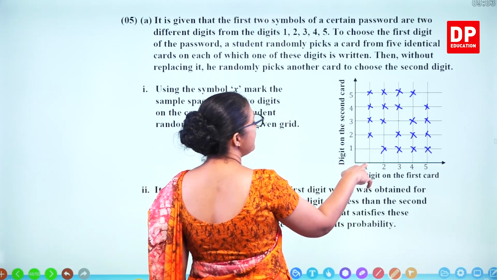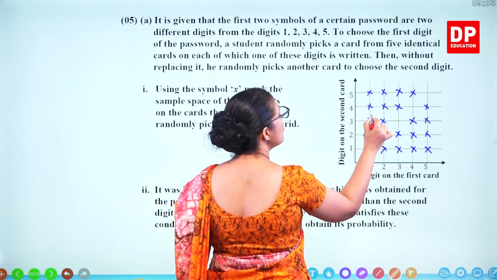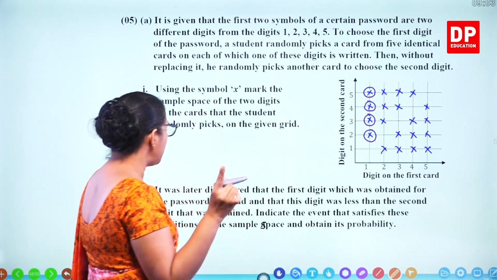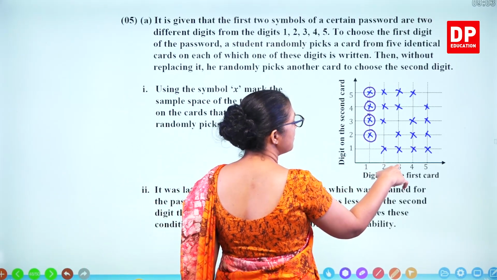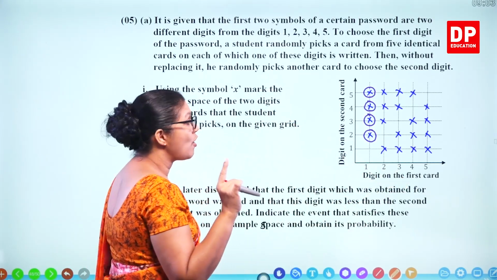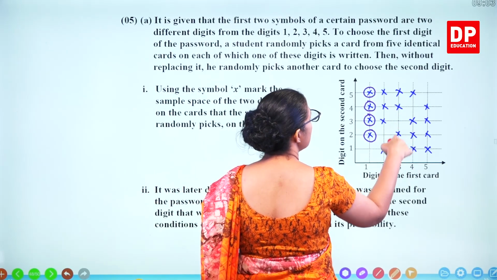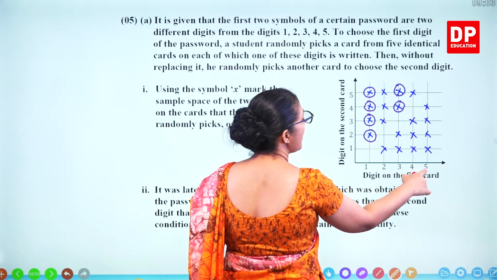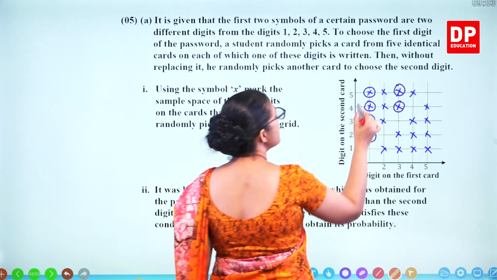If it's 1, it can be more than that. So 2, 3, 4, 5. But the second digit can be odd or even. If it's 3, the first number should be an odd number. If it's 3, you can't take these numbers, so 4 or 5. If it's 5, all these numbers are less, so only this possibility.